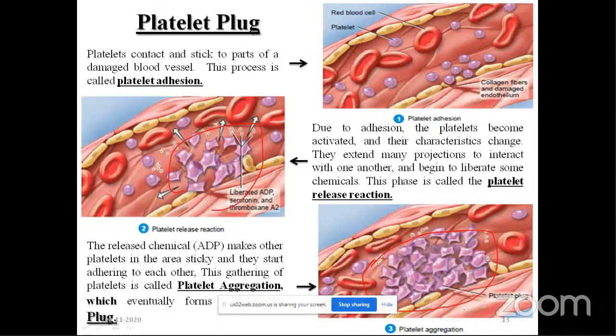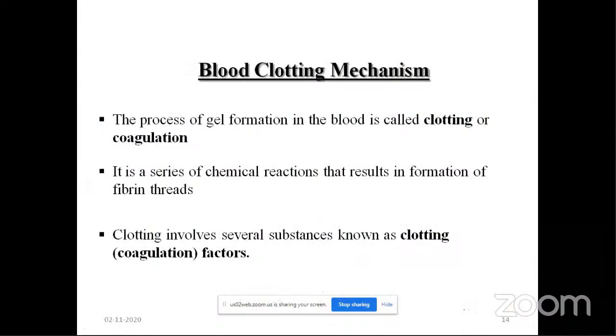So the platelet plug formation initially takes place by attachment of platelets, platelet adhesion, followed by degranulation from the damaged platelets. Many chemicals like serotonin, ADP, etc. are liberated, and these cause the platelets to become sticky. They come and adhere, they form pseudopodia, they contact each other, and they form a platelet plug at the site of damage to the blood vessel.